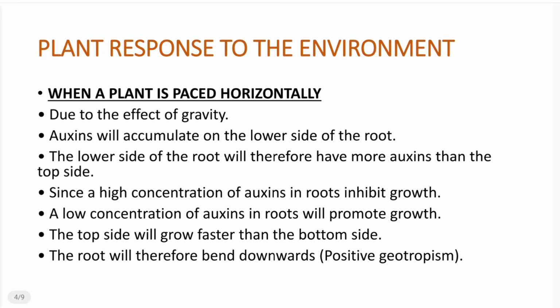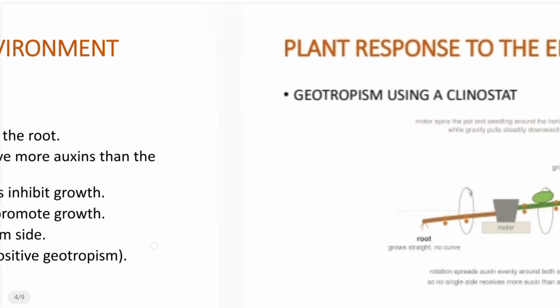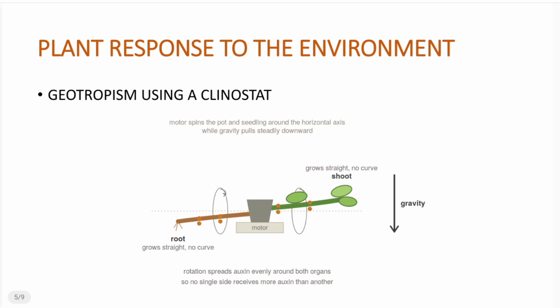Now, again, these are just notes on what I was describing at the previous slide, right? Let's continue. Now, let's look at geotropism when we're using a clinostat. We've already said that a clinostat is simply a machine that keeps rotating at all times, right? So imagine this to be our clinostat. If it is a clinostat, it is going to be rotating at all times.